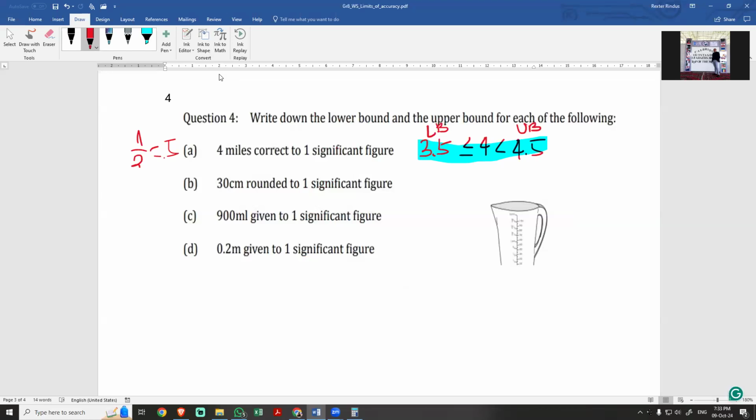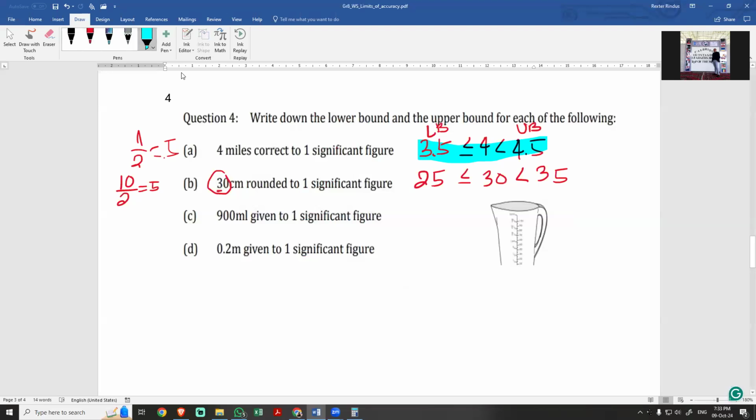For letter B, it says round to one significant figure. So one significant figure is here. But if you observe, this is in tens. So you have to divide 10 by 2 to get that particular value, which is, at the moment, 5. So minus 5 from 30 will give you 25. 30 here, and less than plus 5, it's going to be 35.